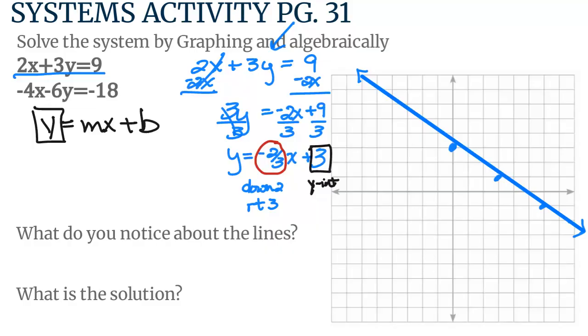Oh, okay. All right, so then the second one, if we graph, is negative 4x minus 6y equals negative 18. I want again to solve for y, so let's move that x amount. How do I move it? We want to add. It's negative 4x now, so I want to add 4x.